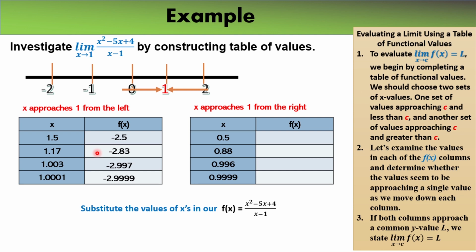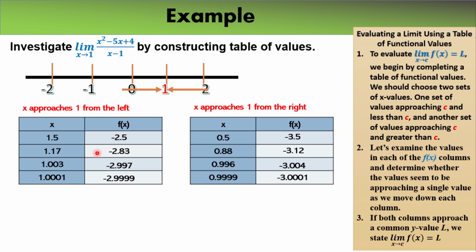So, from the right, start tayo kay x equals 0.5. So, as x equals 0.5, ang f of x natin ay negative 3.5. Substitute natin ulit. For 0.88, ang f of x natin ay negative 3.12. For x equals 0.996, our f of x is negative 3.004. And for x equals 0.9999, our f of x is negative 3.0001.